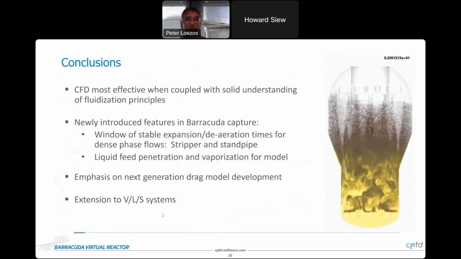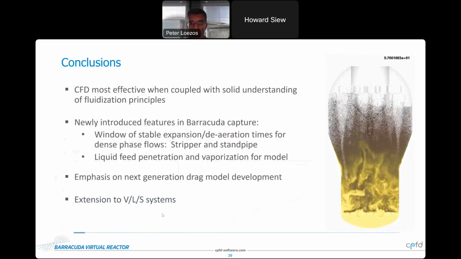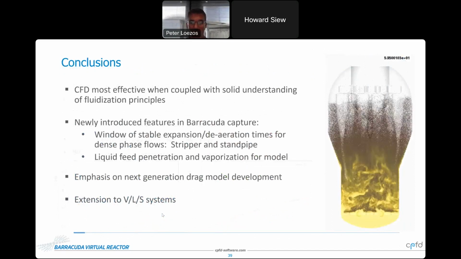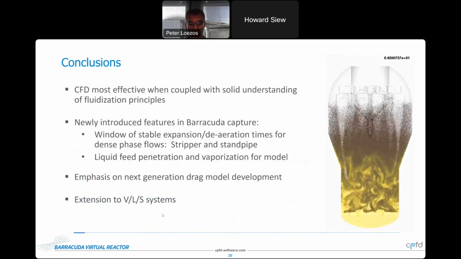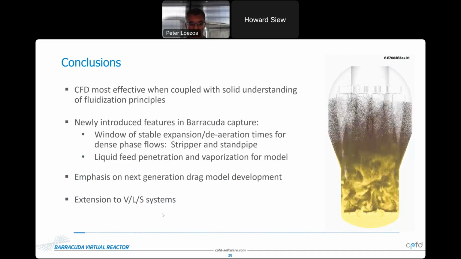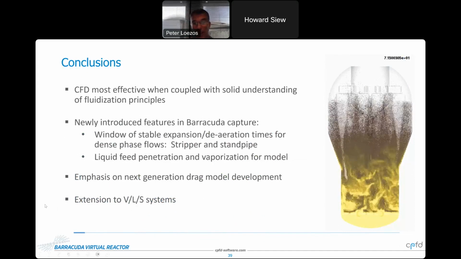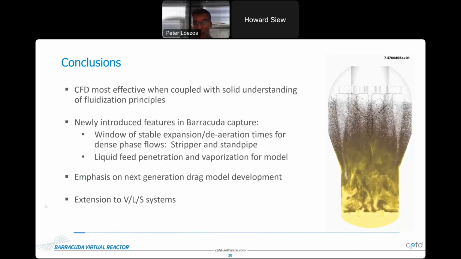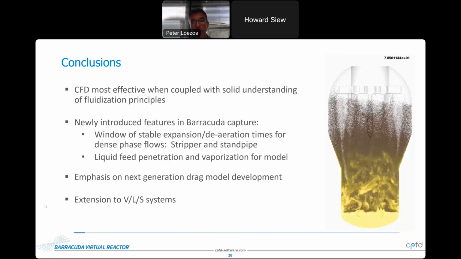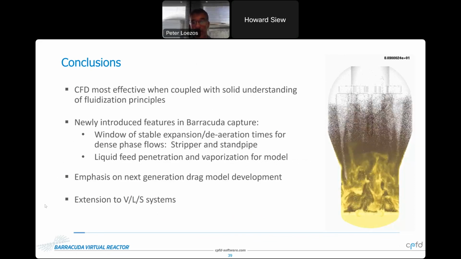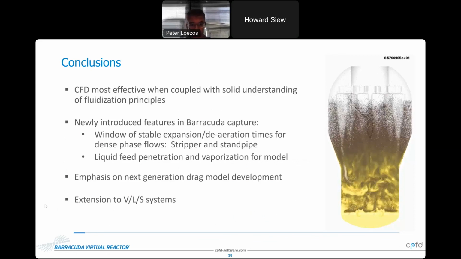So let me conclude. I want to note that CFD is most effective when coupled with a solid understanding of basic fluidization principles. And we saw examples of that when we were looking at the stripper, dense phase flows, or the riser, very dilute phase flows. We have newly introduced features in Barracuda to capture both the window of stable expansion and deaeration times for dense phase flows that allows us to model the stripper and the standpipe. We've also introduced a liquid feed and vaporization model for modeling of the feed zone of the FCC unit.